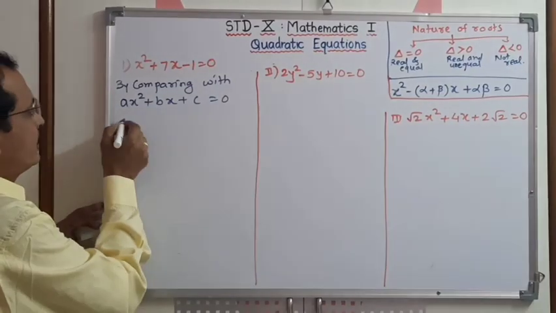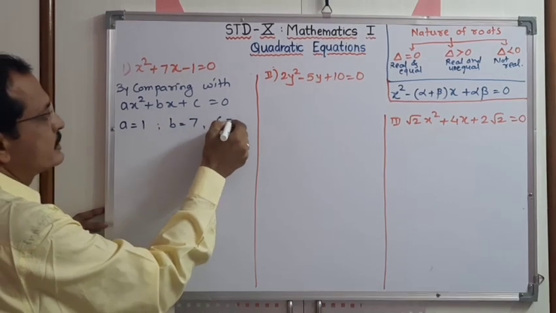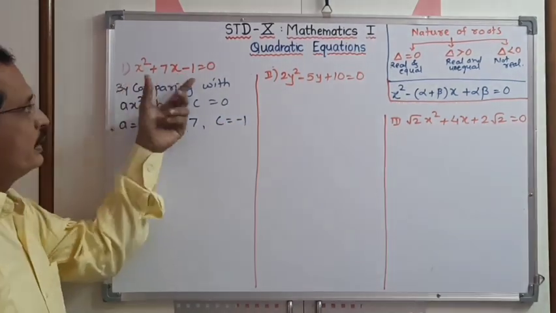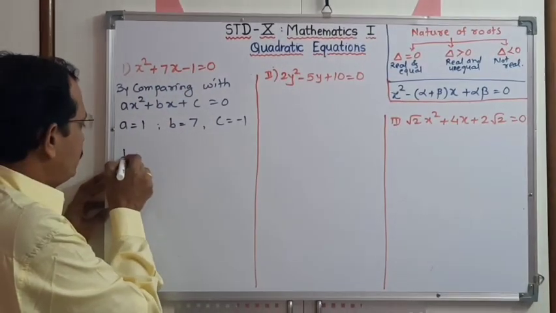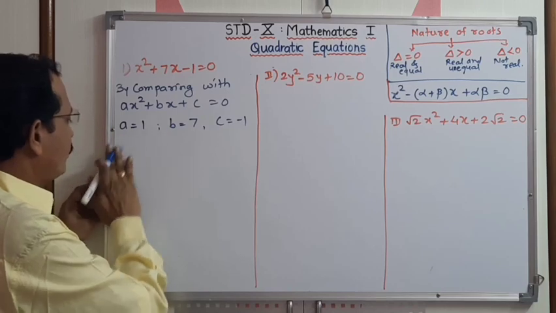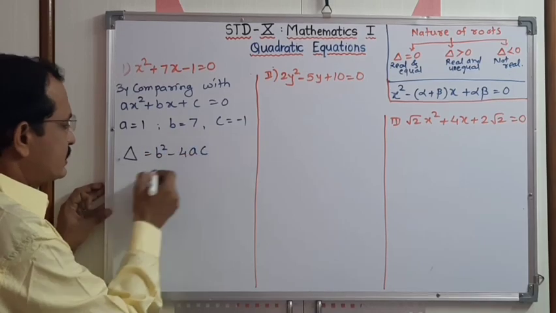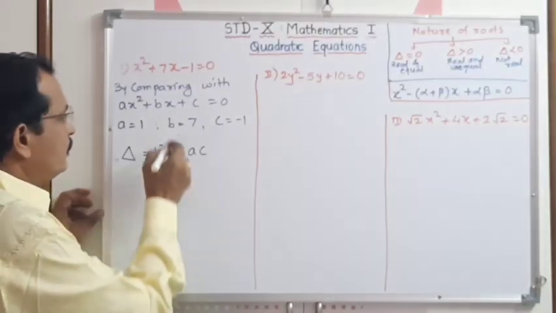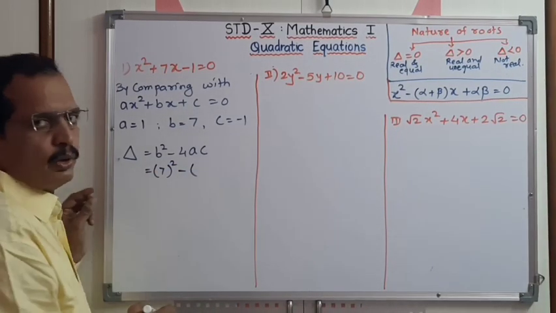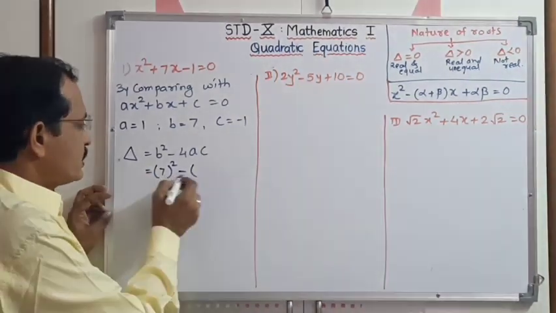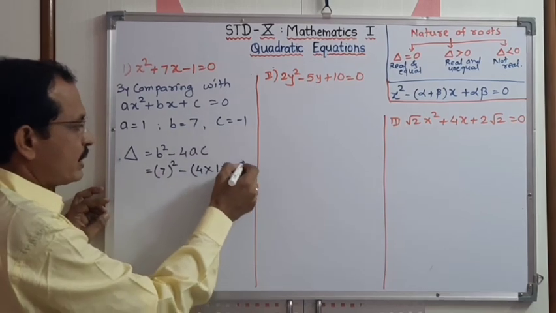Now by comparing we get here a is equal to 1, b is equal to 7 and c is equal to minus 1. It is in a standard form. Therefore delta, we have to find out the value of delta, that is b square minus 4ac. Now b square, b is 7, therefore 7 in bracket square. Remember you have to write it in a bracket. 7 square minus 4 into value of a is 1 into value of c is minus 1.